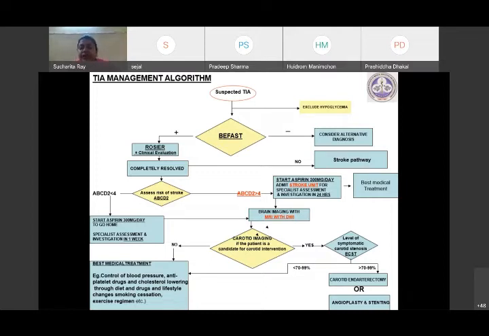We don't do that here, but the patient should be admitted if he has all the risk factors, that is age, blood pressure, the duration, presence of diabetes, and the clinical features. Once the patient is admitted, the imaging should go ahead, and then the basic medical management is to take place.